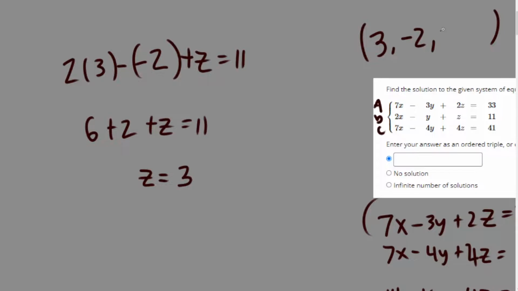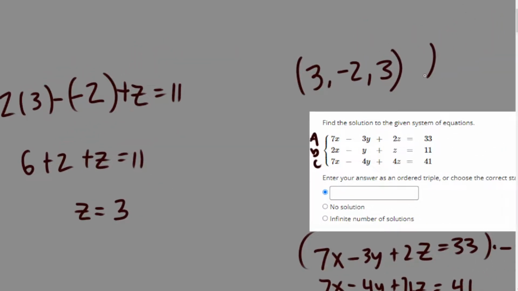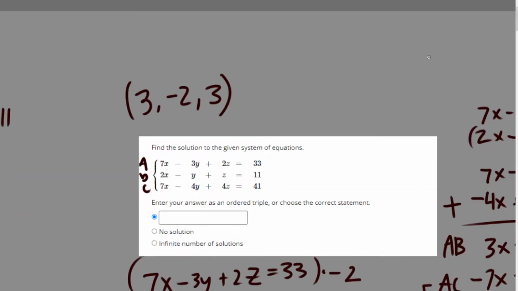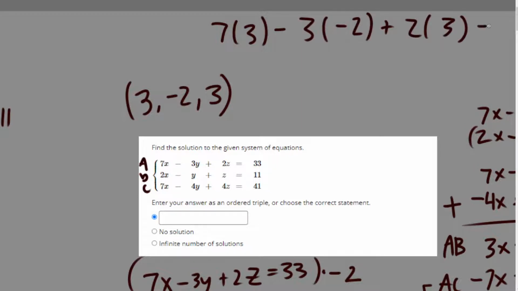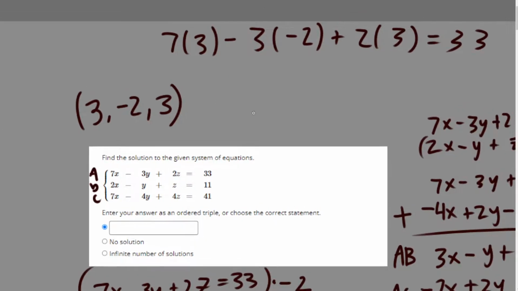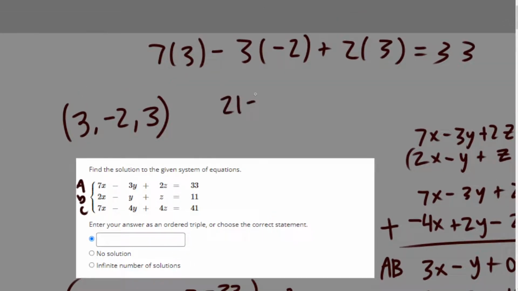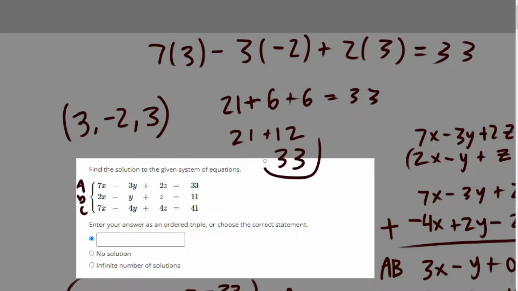Z equals 3. Now what we can do is plug all of these back in to see if it works with another one of our equations. So I have 7 times 3 minus 3 times negative 2 plus 2 times 3 equals 33. And we can see if that works. See, it's a lot of work. So 21 minus, it's going to be plus 6, because negative times a negative is a positive, plus 2 times 3, which is 6, equals 33. This is going to be 21 plus 12. That's going to give us 33. So this is our solution.